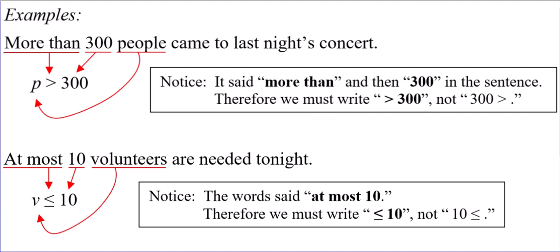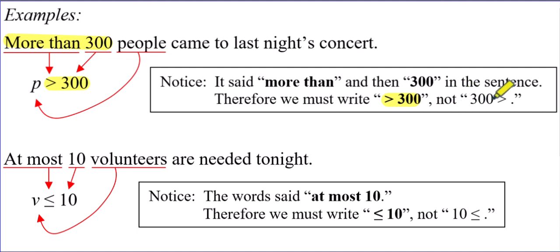You need to make sure that the words that mean the inequality symbol and the number that comes right after it stay written in that same order when you write it mathematically. So more than 300 stays more than 300, greater than 300. And I even put it in the box here. Notice it said more, and then it said 300. Therefore, we're going to write greater than 300.